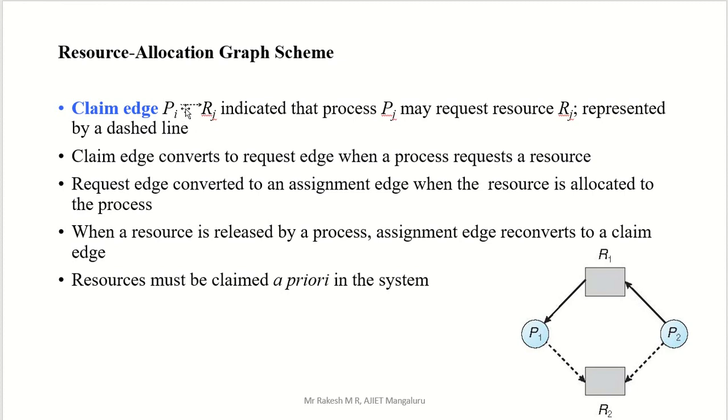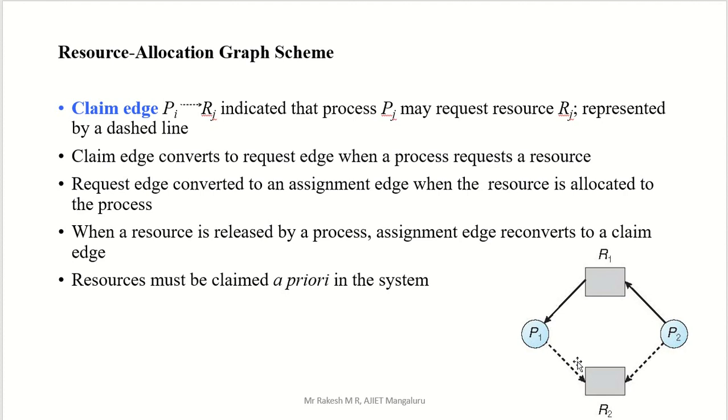Pi claims Rj indicates that process Pi may request resource Rj, represented by the dashed line. I can explain that concept by using this diagram. See, R1 is a resource here. That R1 is assigned to P1. This is the assignment edge. At the same time, P2 is requesting R1. P2 requesting R1 is a request edge.